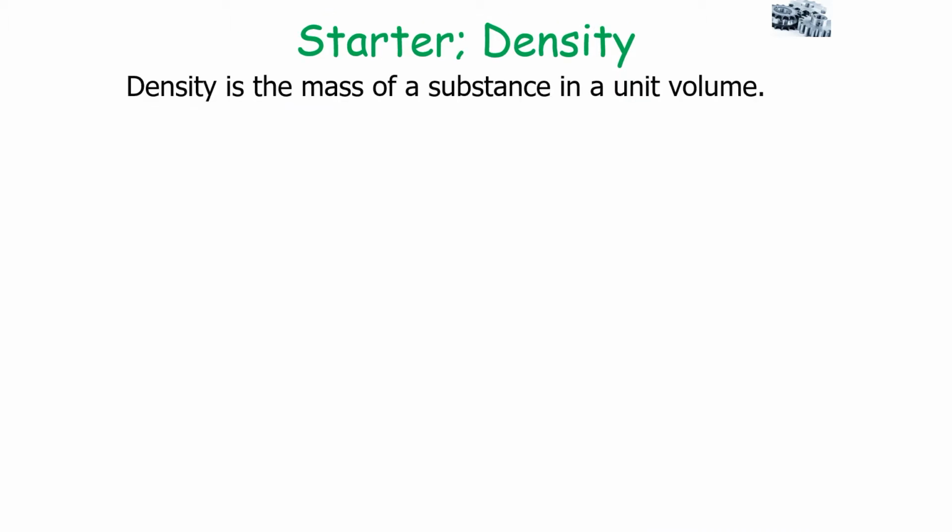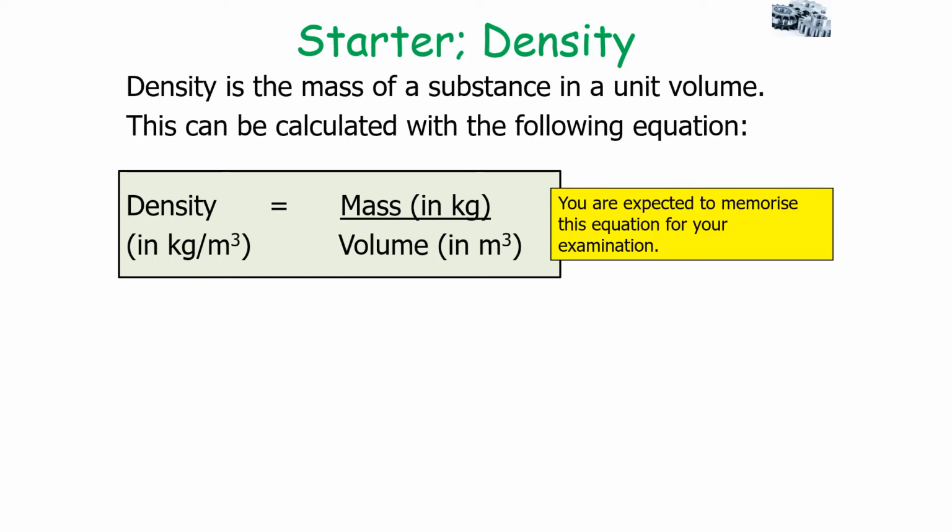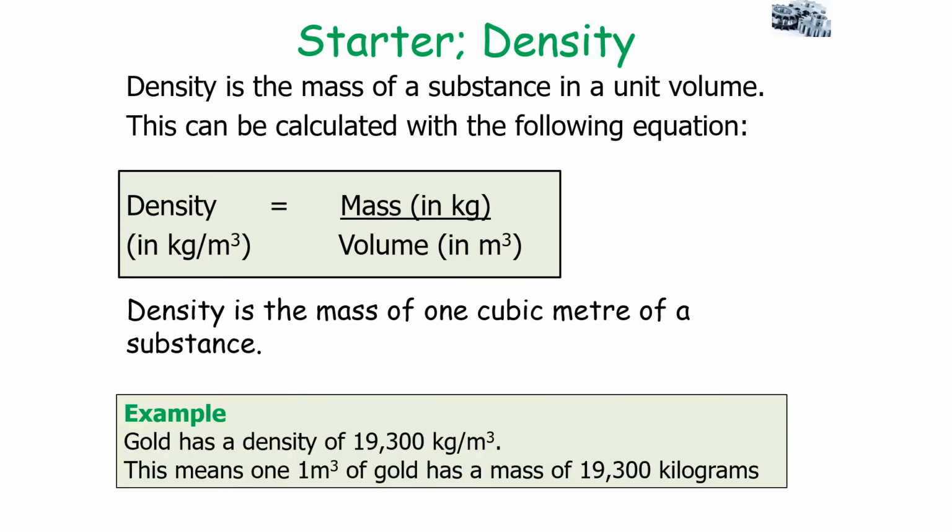So density is the mass of a substance in a unit volume, and we can calculate this with the following equation. Density is equal to mass over volume, where mass is in kilograms, volume is in meters cubed, so density is in kilograms per meters cubed. Now you are expected to memorize this equation for your examination, and you should be able to rearrange it. So density is the mass of 1 cubic meter of a substance.